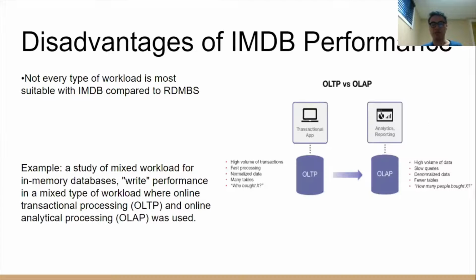So now, first, we're going to talk about the disadvantages of in-memory database performance. Not all in-memory databases are good for different types of workloads. A big classic example is a study of doing mixed workloads for in-memory databases, such as when you have OLTP and OLAP for the type of load that you have to do, as the OLAP would slow it down for different types of queries that we need to use.